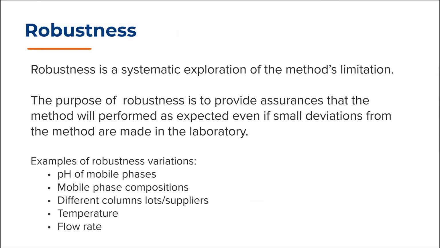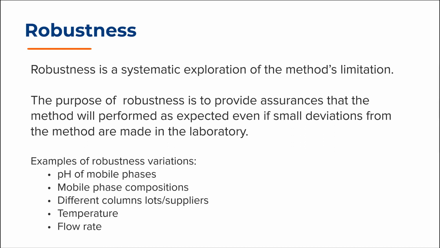A last figure of merit that should be discussed is robustness. Robustness is a systematic exploration of the method's limitations. In robustness, small variations to the method are made and the impact on the resulting chromatography is assessed. It is important to note that robustness is a validation element that can be determined outside of the protocol and does not need to be specified within the protocol.